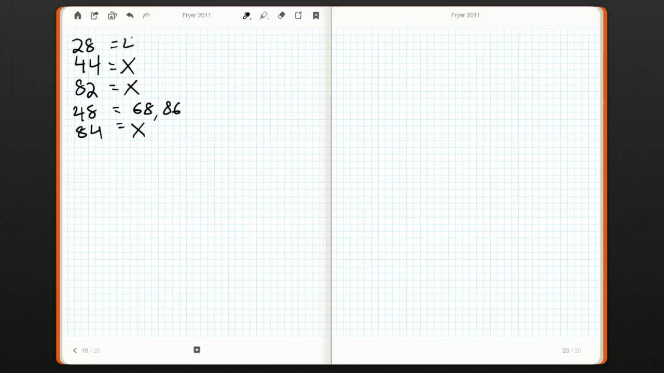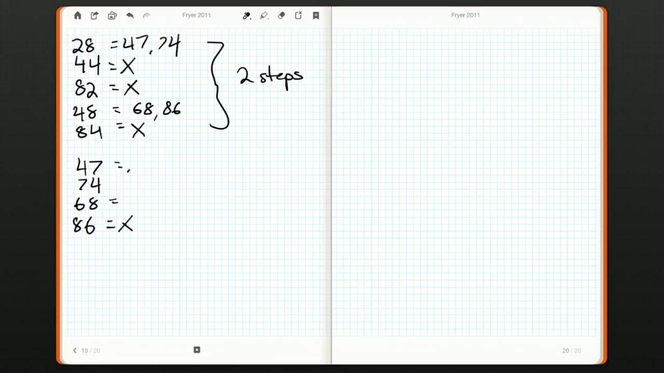And 28, that's 4 times 7, or 7 times 4, and that's the only way to get that. And these are what, 2 steps away from 6? So we have 47, we have 74, we have 68 and 86. That one's an X. That's prime, so it's automatically an X. 74 is 2 times 37, so that's not going to work. And 68, that's 2 times 34, so that's 4 times 17, so there's no way to get 2 single digits to multiply to that.